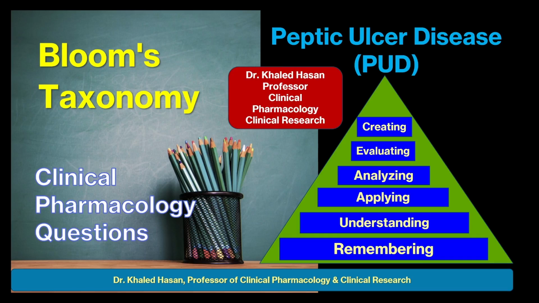Today we are going to speak about Bloom's taxonomy clinical practice questions, and our topic for today will be peptic ulcer disease. We are going to cover all 6 steps of Bloom's taxonomy: remembering, moving up to understanding, applying, analyzing, evaluating, and the final step will be creating, like a treatment plan. Okay, so we'll start now.